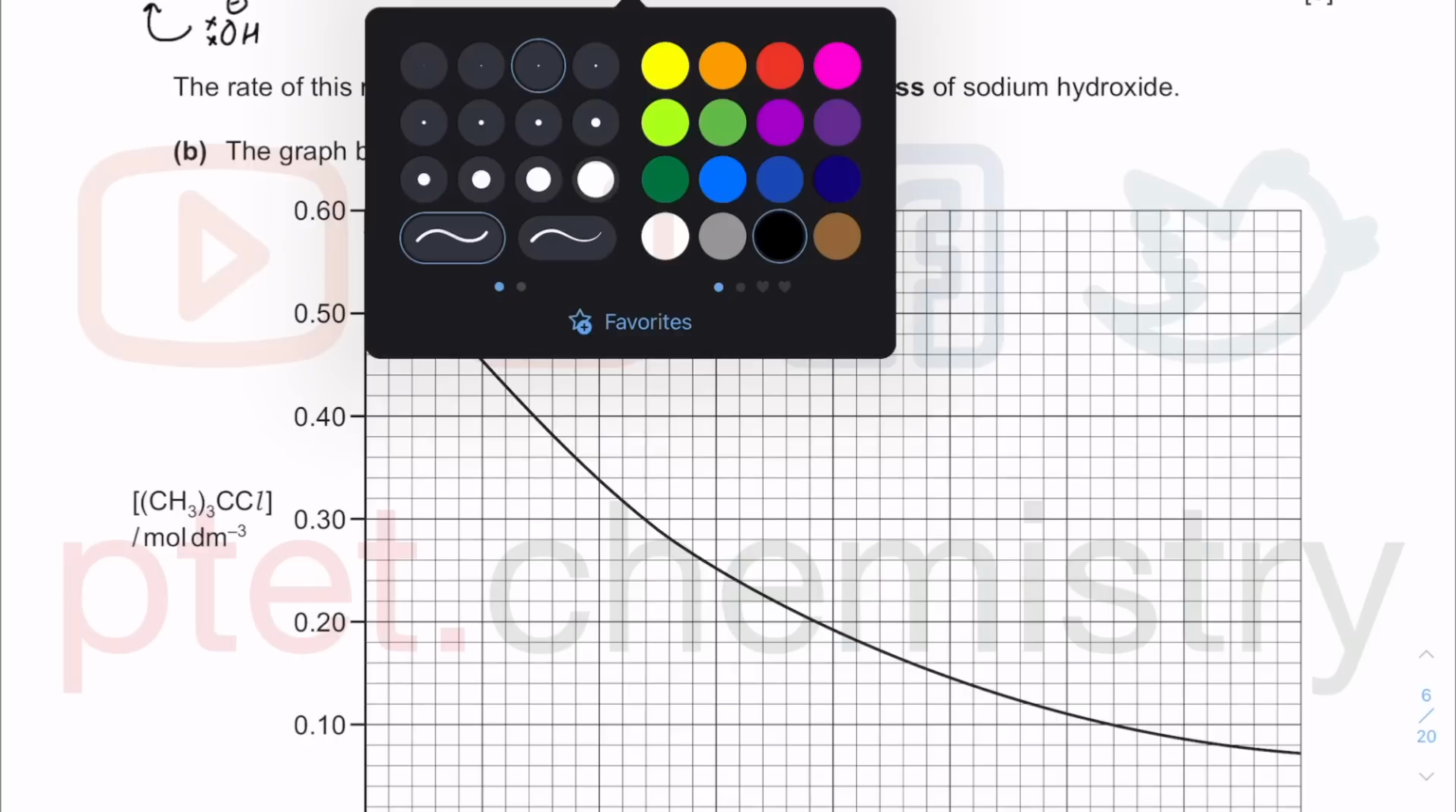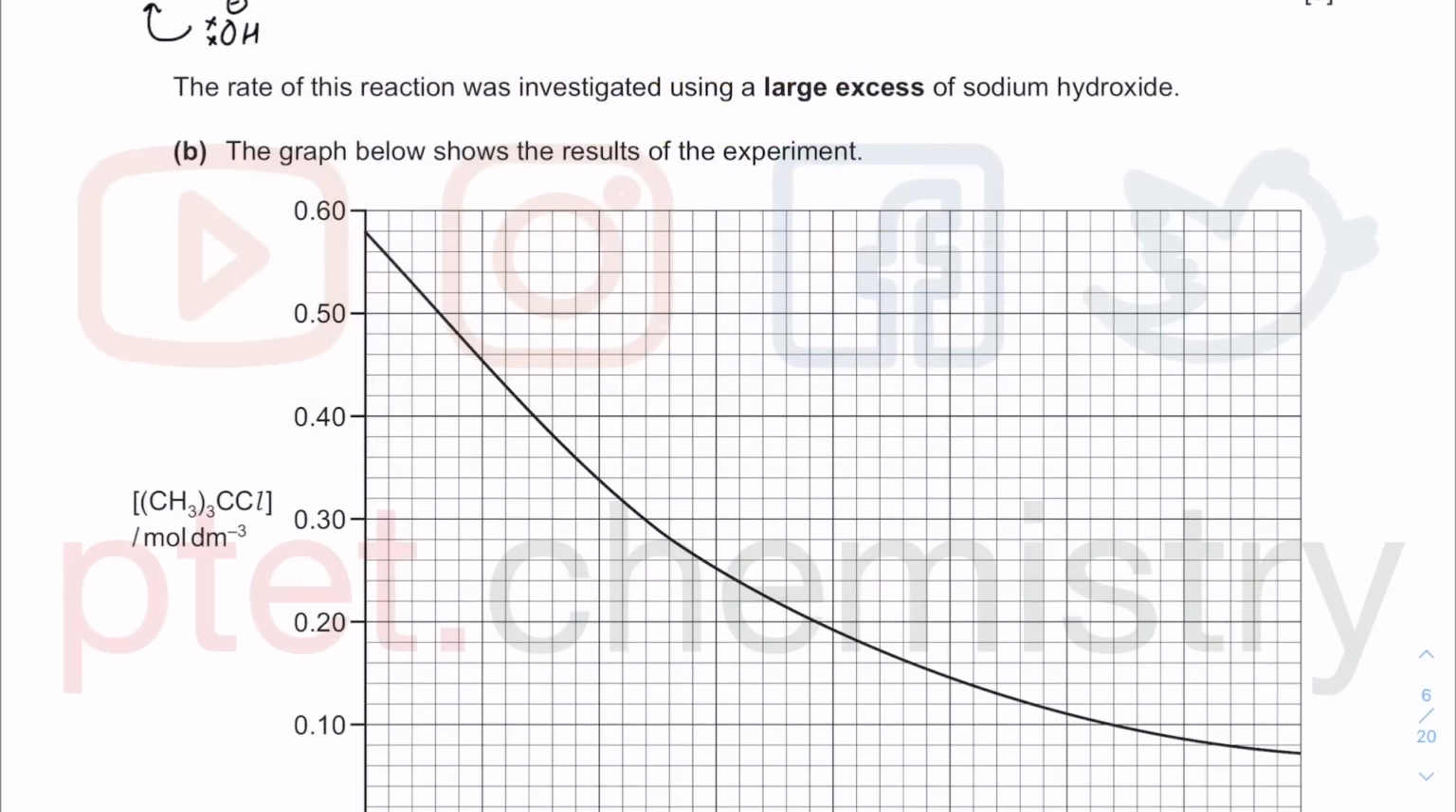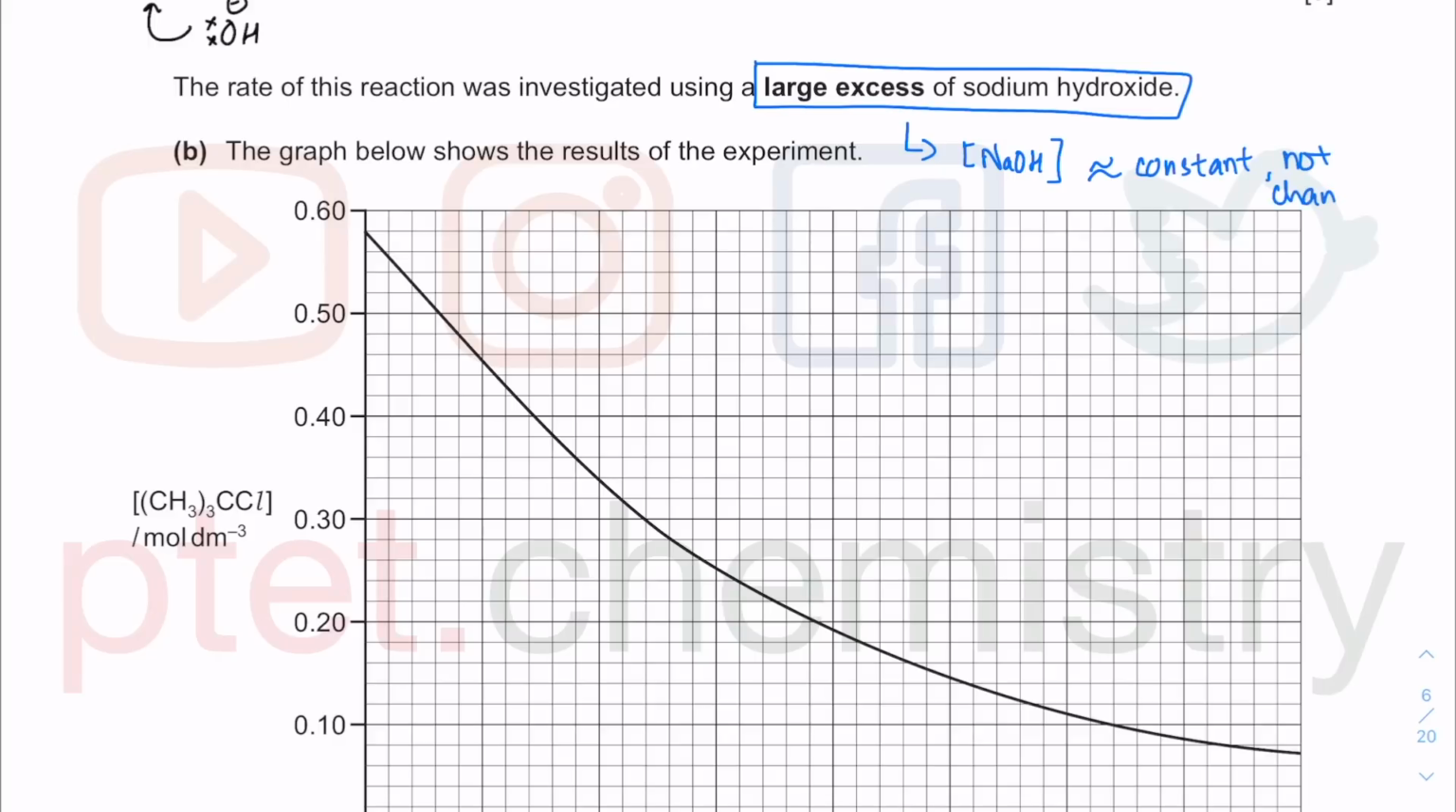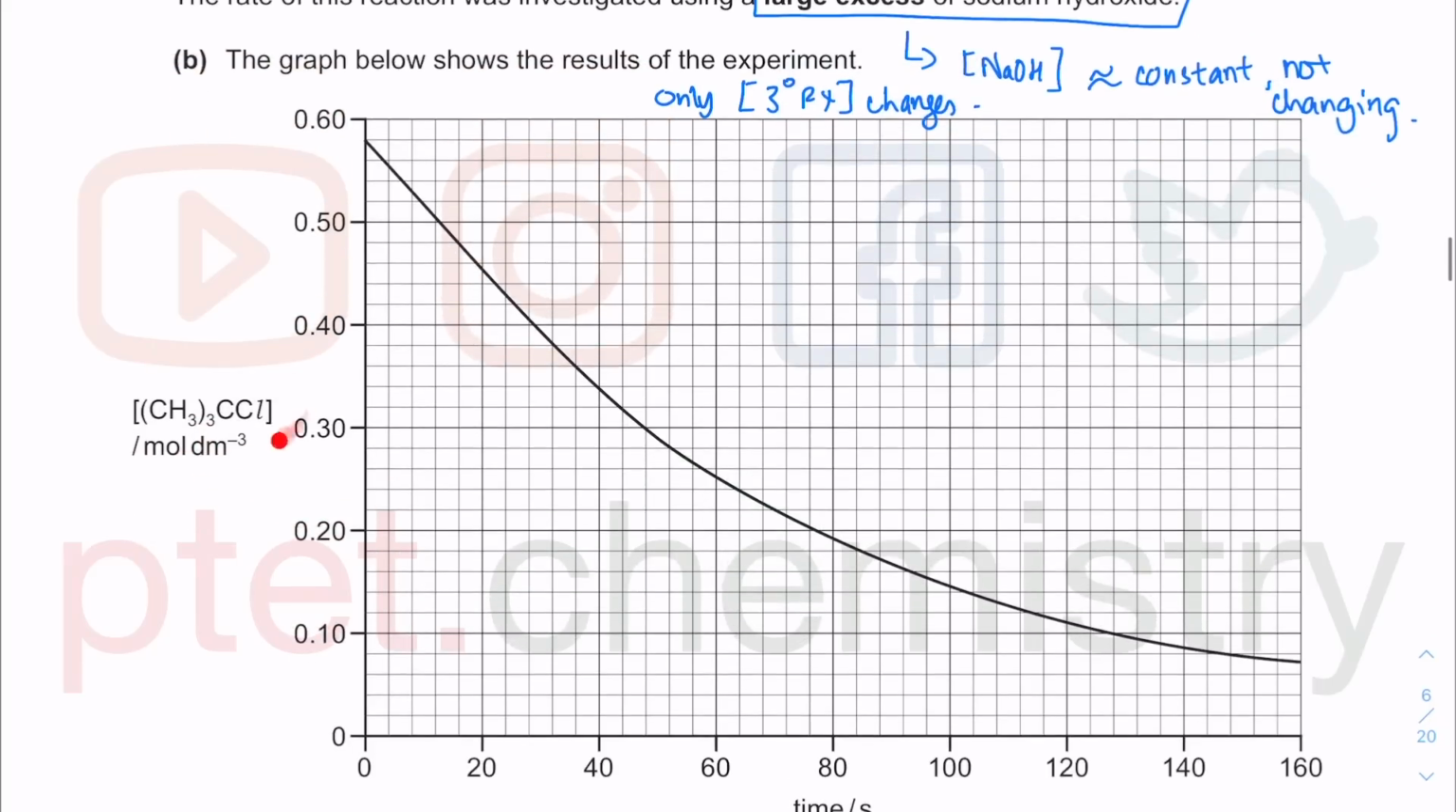Now we have a graph here because this is part of a longer question on rate of reaction. You use a large excess of sodium hydroxide. If you use a large excess of sodium hydroxide, we can say the concentration of the sodium hydroxide is roughly constant and not changing. So what is actually changing then? Only the tertiary halogenoalkane changes. But we don't know the order of reaction with respect to the tertiary halogenoalkane. So this is why we have a graph of the tertiary halogenoalkane concentration plotted against time.